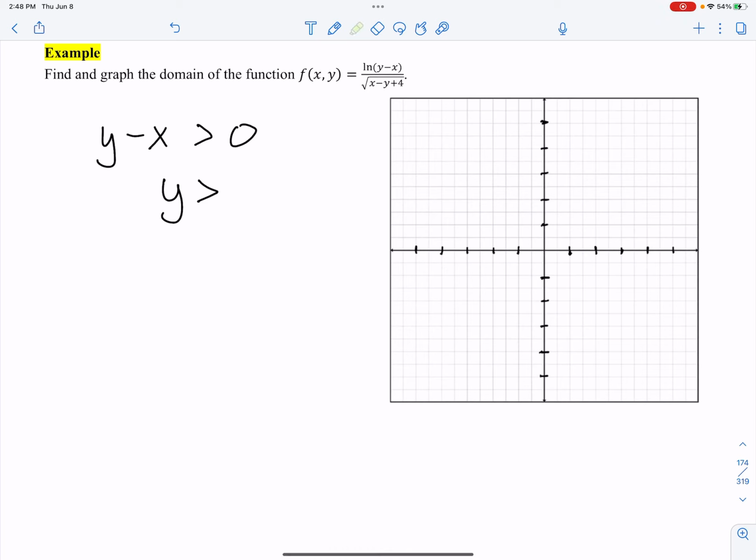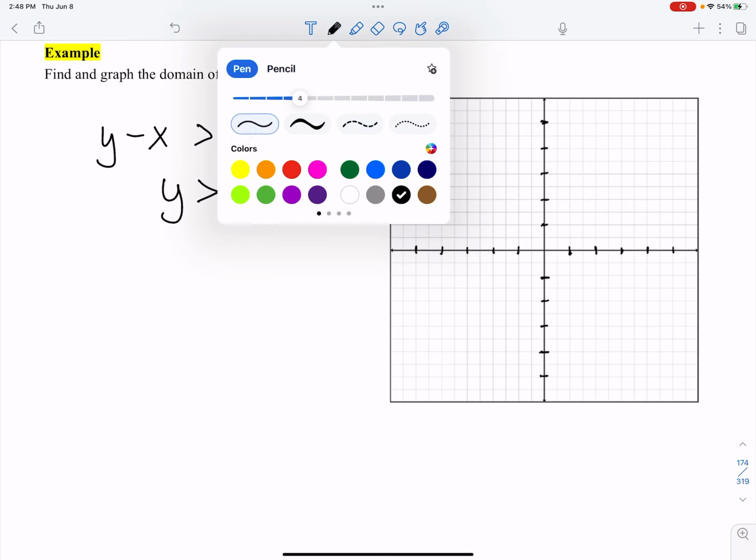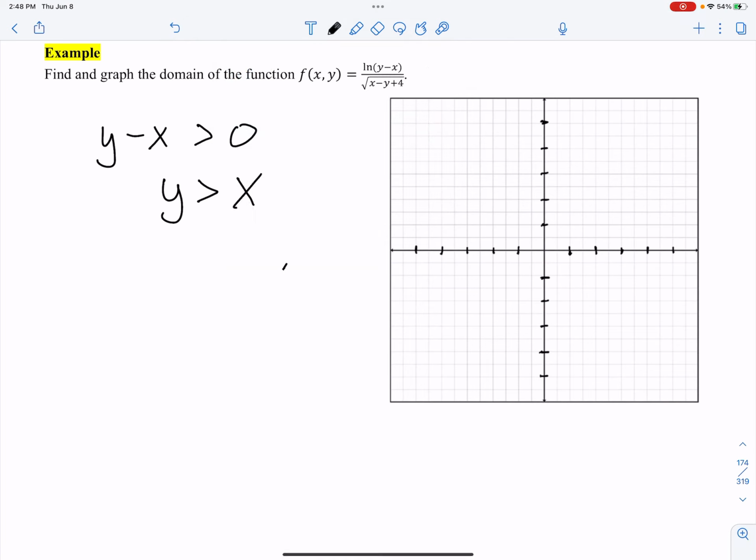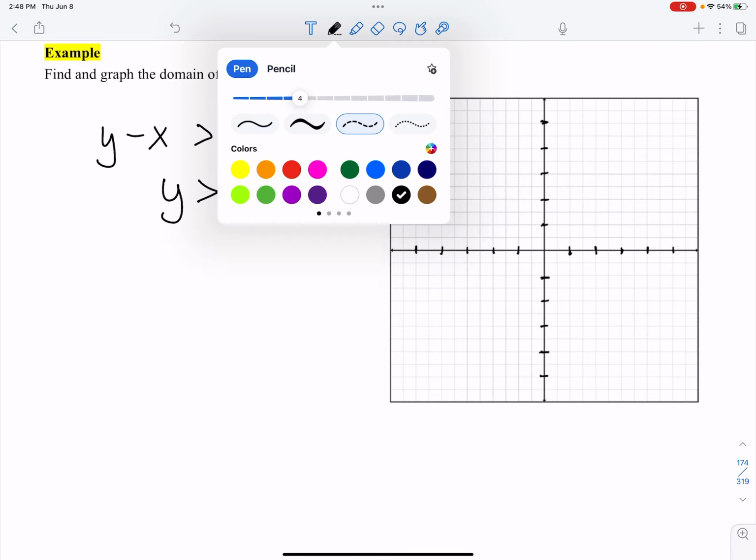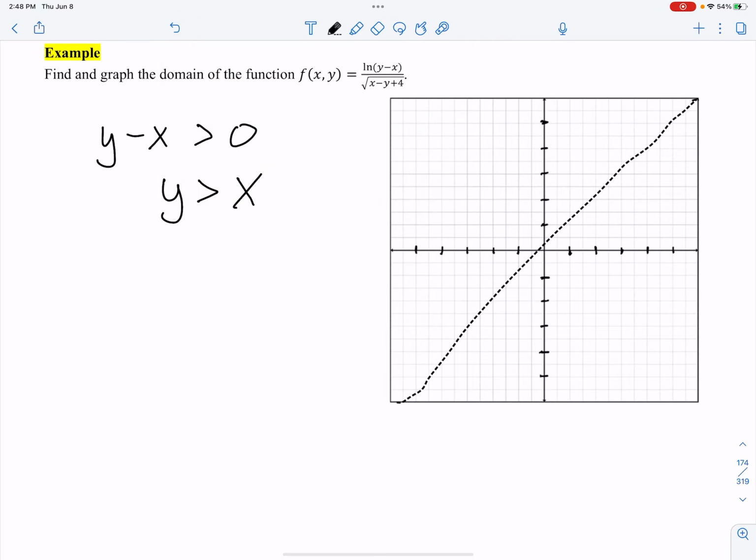We want an x here, not a 0. So that's just moving the x over. And then I know that y equals x is just a line right down the center, so it can't be that line there. I'm going to leave that alone for a moment.